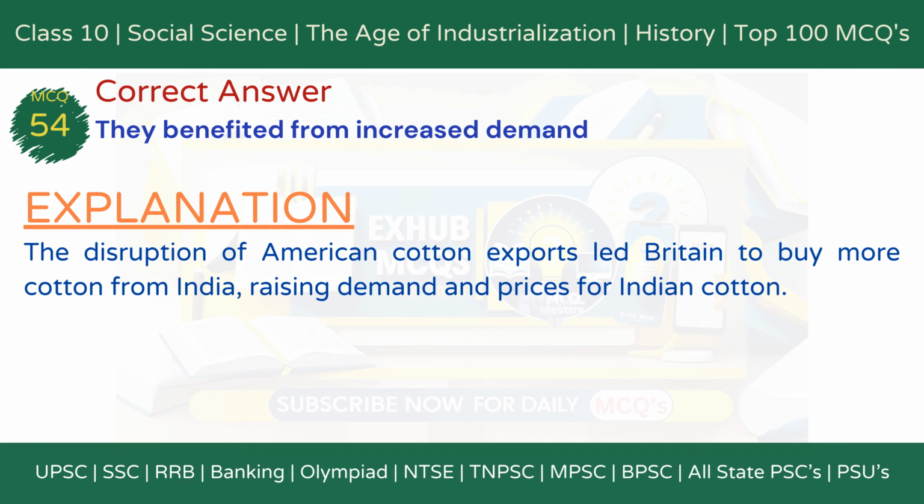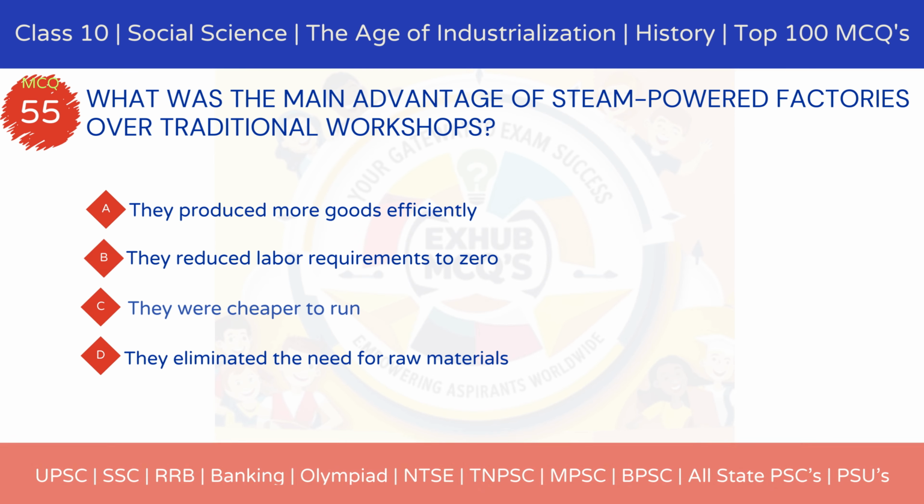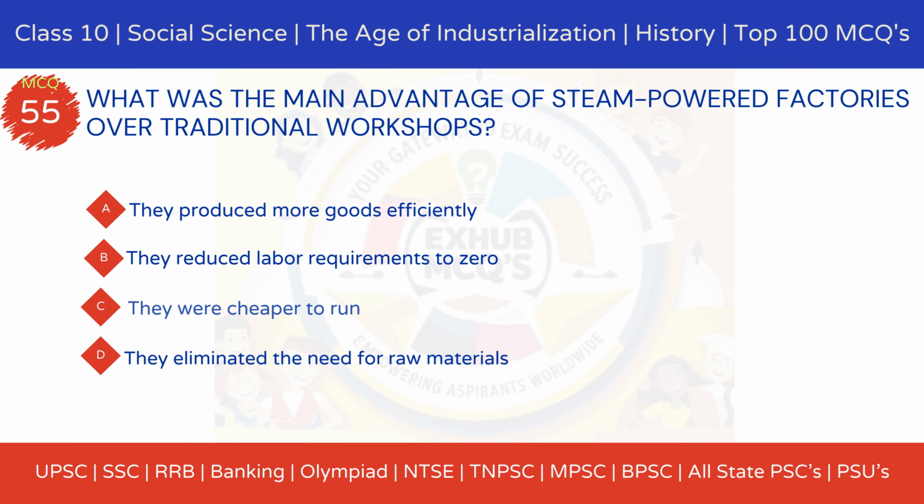The correct answer is option B. They benefited from increased demand. Explanation. The disruption of American cotton exports led Britain to buy more cotton from India, raising demand and prices for Indian cotton.